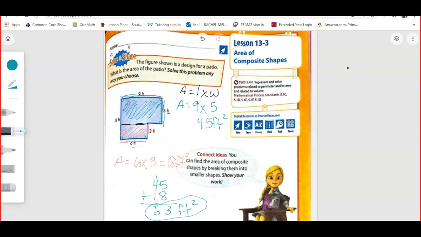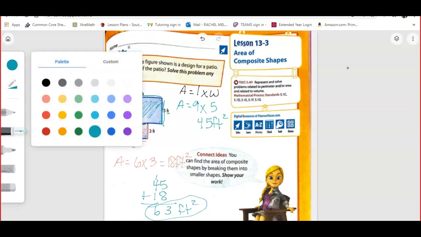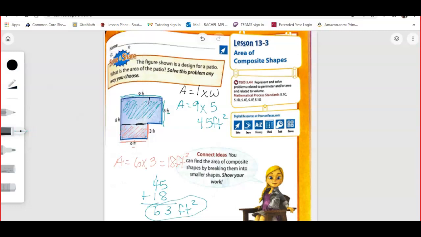Okay? Now, as I said before, if I really wanted to, I could have done this. In which case, this would be a 6 times 8, which is 48. And then over here, this would be a 3 by 5, which is 15. And if I add those together, it's 63. So I'm still going to get the same answer. It doesn't matter which way I cut the shape up.